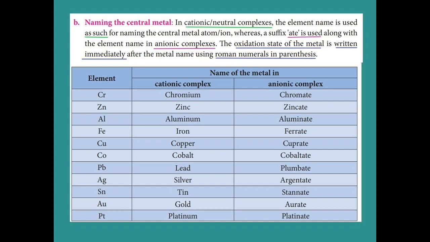For cobalt, cationic complex cobalt, but anionic complex cobaltate. For lead, Pb, cationic complex lead, but anionic complex plumbate. For silver, the cationic complex is silver, but the anionic complex is argentate. Sn in a cationic complex is tin, but in an anionic complex stannate. In gold, the cationic complex is mentioned as gold, but in an anionic complex it is mentioned as aurate. In platinum, cationic complex platinum, but in an anionic complex it is mentioned as platinate.